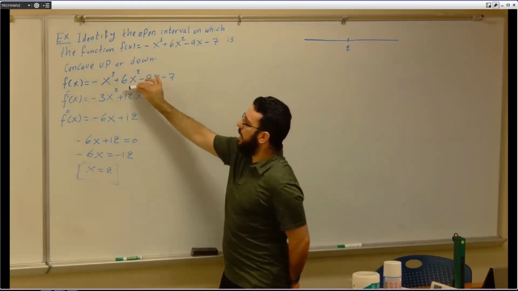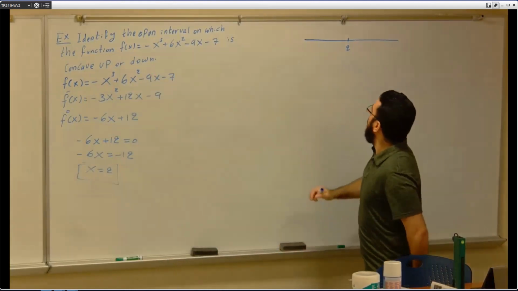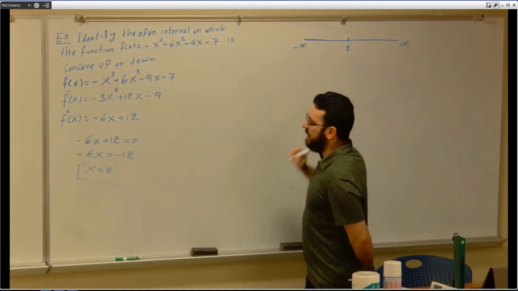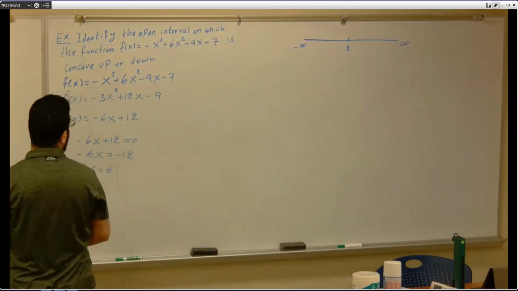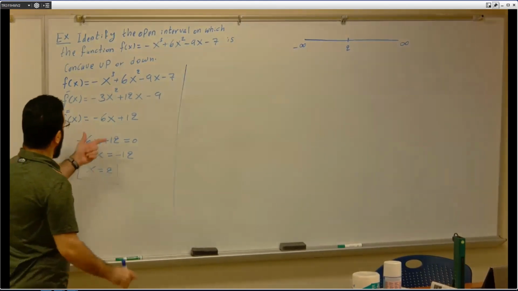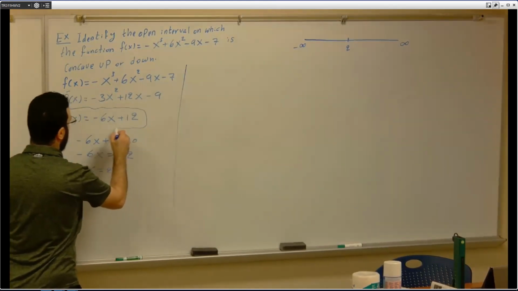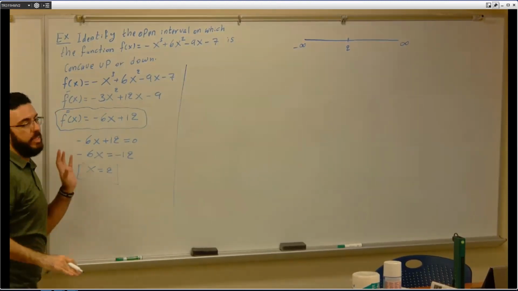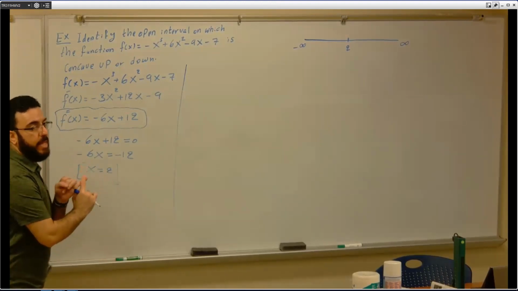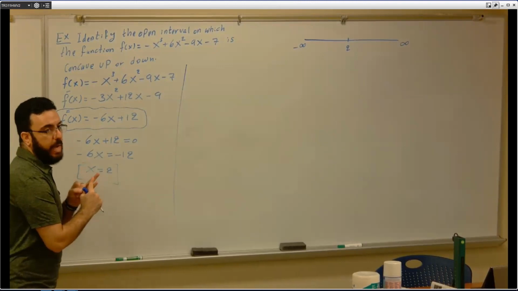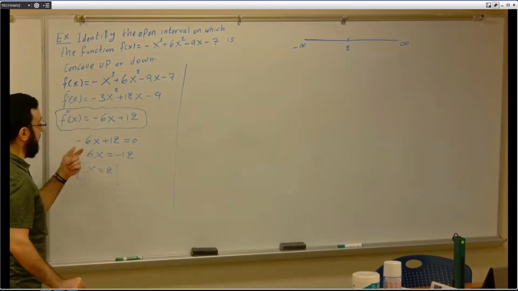Again, the domain is still polynomial. So my domain is negative infinity to positive infinity, and I have only one critical number. Now we can test the second derivative. So here is my second derivative. You have to be careful, because when we graph, we're going to find the increasing and decreasing, so we have to do the first derivative test. To find concave up and concave down, you have to do the second derivative test.